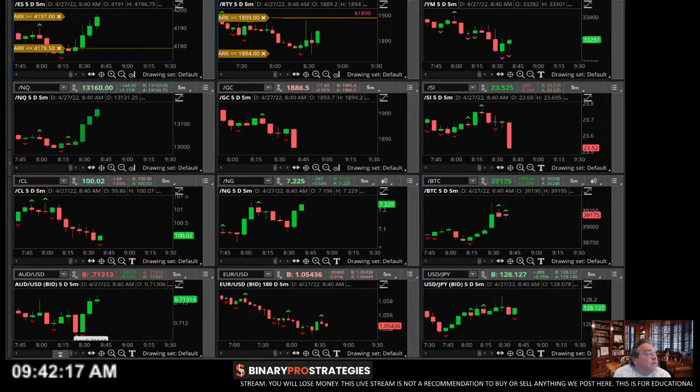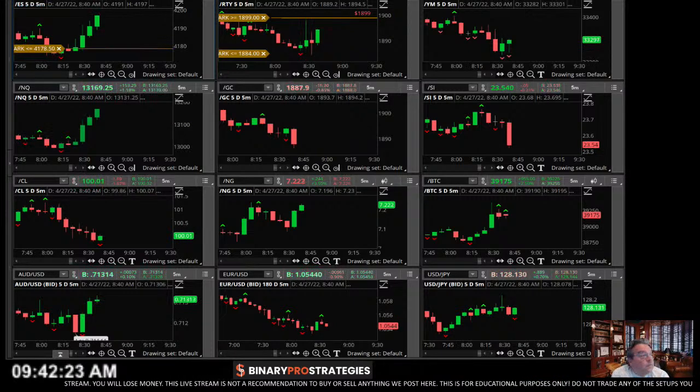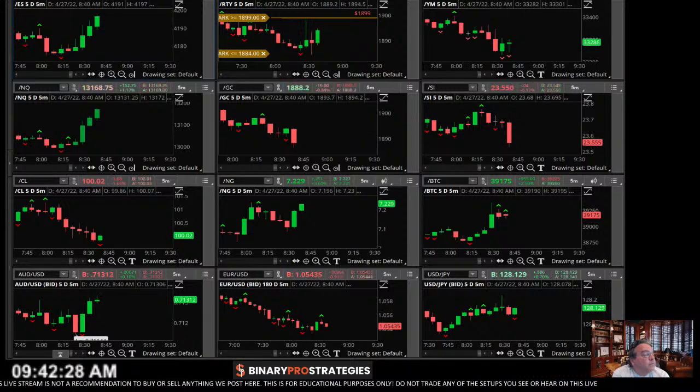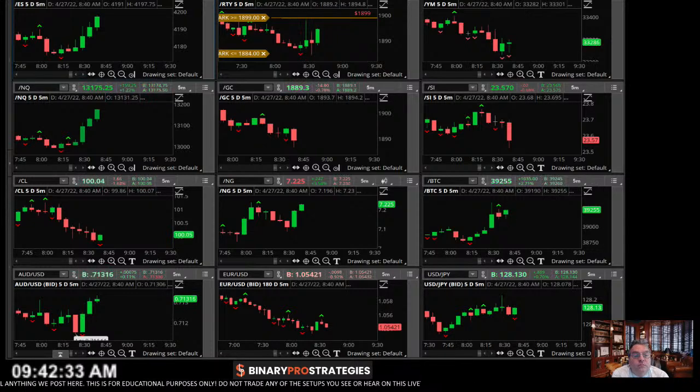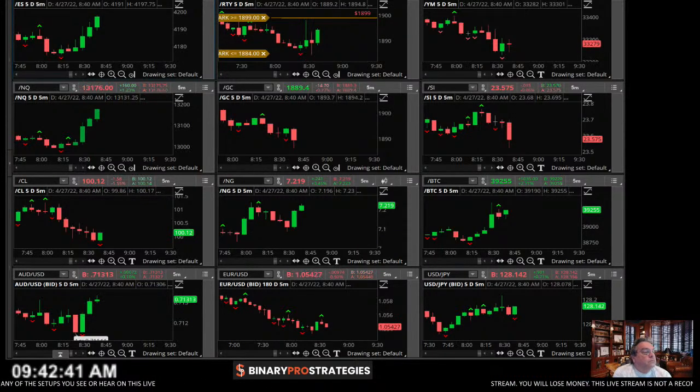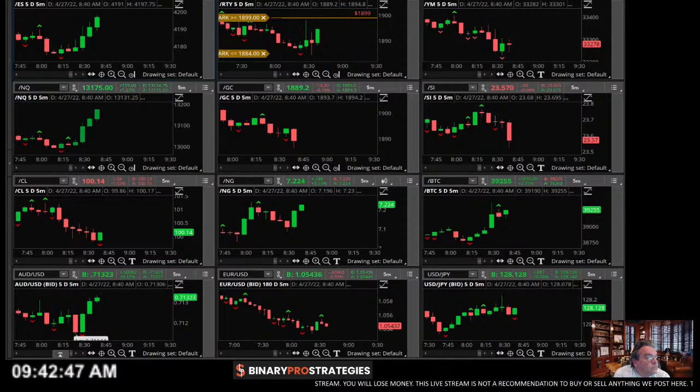ES trying to hit target, getting closer to ES hitting target, which is your mini S&P. Profit target hit. Just hit target on ES, still short RTY. Okay, getting a short on the silver now. Getting a short on silver.